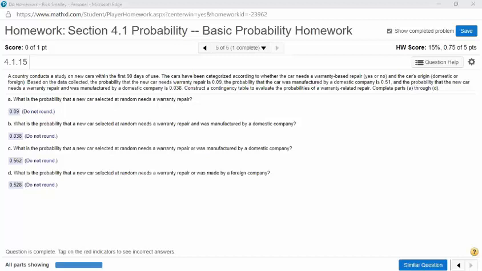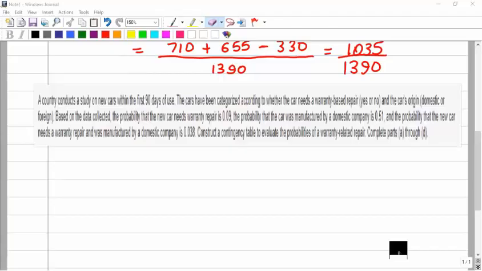All right, so let me switch screens. I just cut and paste the instructions over to the same notepad here. Does the car need a warranty-based repair, yes or no? Domestic or foreign? Construct a contingency table. Actually, it's good practice for us.